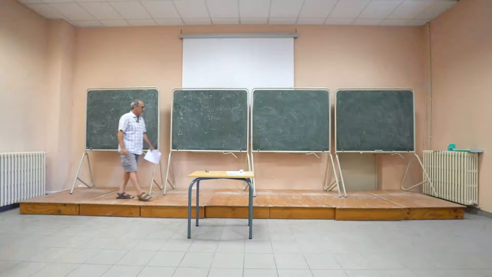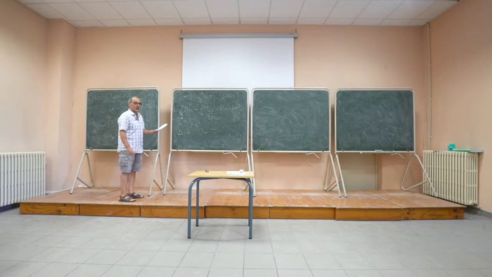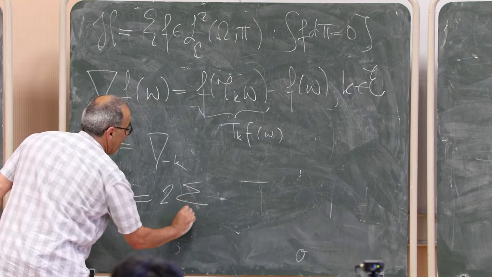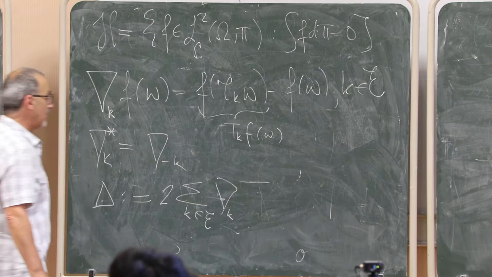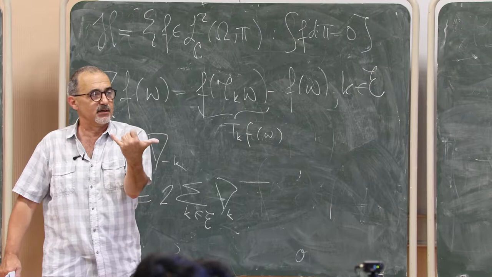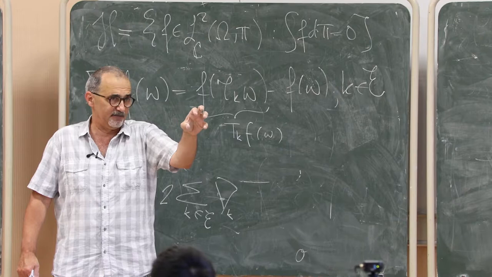Laplacian, there are many ways of defining it, and I don't take responsibility for twos and one halves. There might be constants here and there which don't match, but I don't check these things now. Twice the sum over k in E of nabla star k, nabla k. What does it mean? You add the shifted values at the neighbors, and each time you subtract, so the sum of the shifted values of the neighbors minus 2d times the value at the origin. That's exactly a discrete version of a Laplacian.